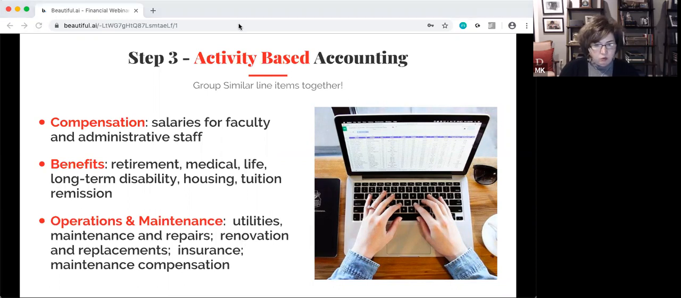Operations and maintenance would be a great category for utilities, maintenance and repairs, renovation and replacements. The more you are able to put together like activities, the better you're able to discern all areas and not miss something big. And one of the things that I would encourage everyone to consider is that this is not that different than budgeting in our homes. It's really not.